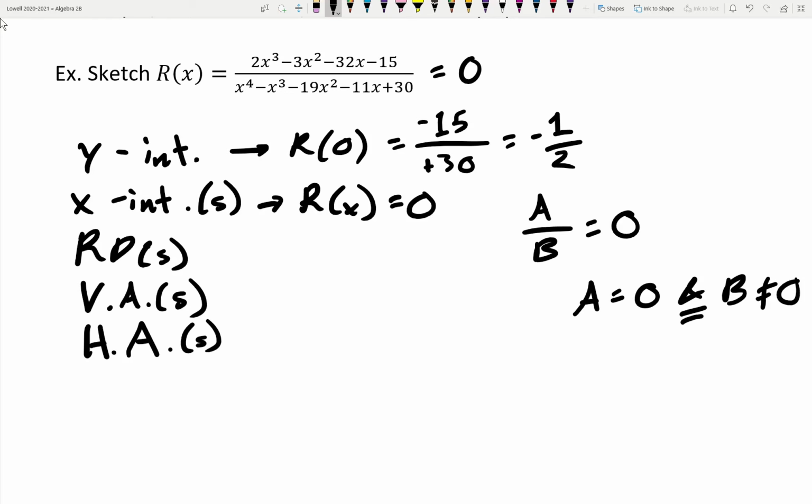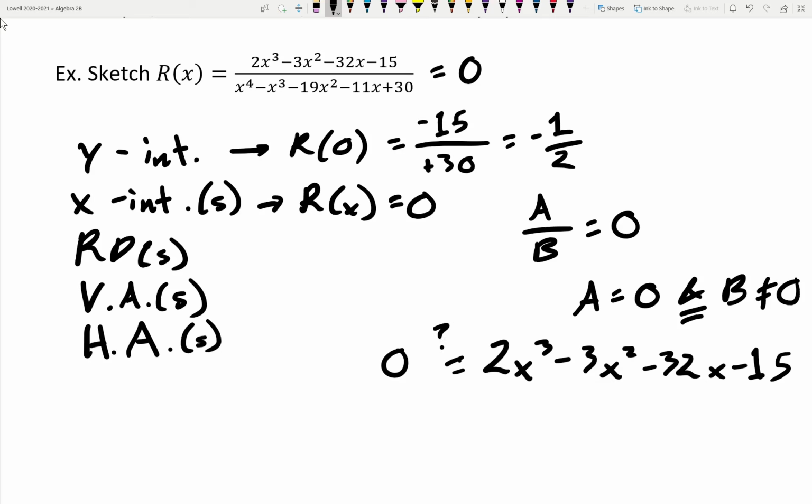Because then we have 0 over 0, and when we talked about removable discontinuities, we said that 0 over 0 is indeterminate. We can't really figure out what it is. That's going to come up later in this video when we talk about horizontal asymptotes. So how do I solve this? If I'm trying to figure out when the numerator is equal to 0, I'm asking: when is 2x cubed minus 3x squared minus 32x minus 15 equal to 0?